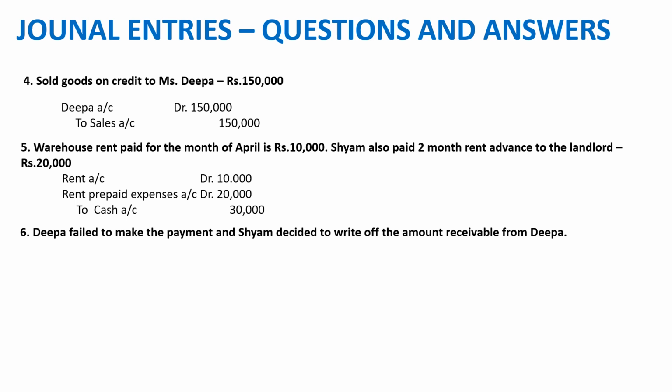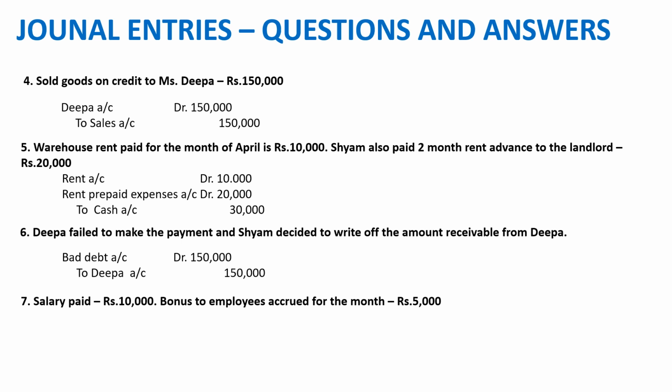Now what has happened? She failed to make the payment to the business. Now the business wants to write off. Now, if I have to write off, then Deepa's account, which is an asset, I have to reduce it, right? Because it can't be an asset because I'm not going to get money from Deepa. So to reduce the asset, I have to credit. And what has to be debited? The loss, because you're not getting the money. So the entry will be bad debt account debited 1.5 lakhs to Deepa account 1.5 lakhs.